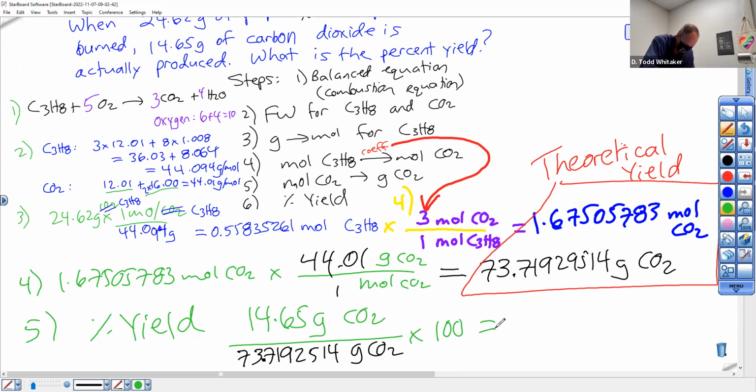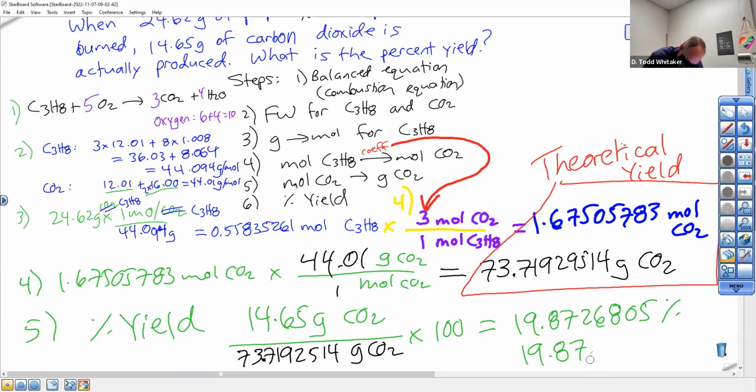Where can I get the clock? What you got? Yeah, we have to type it over. Say it again. 19.87, 26805. And 4 sig figs. The question had 4 sig figs. Our periodic table has 4 sig. That's percent, dude. Percent.